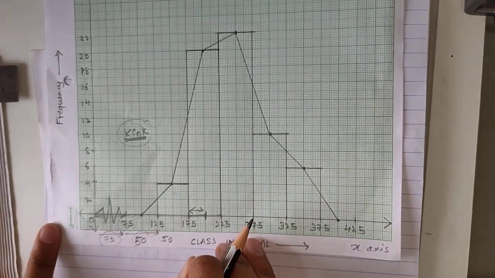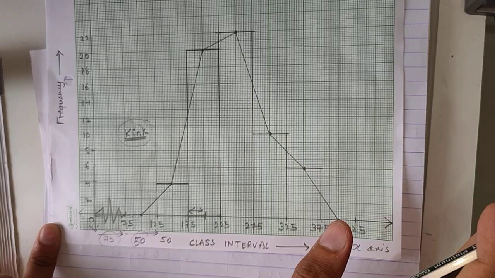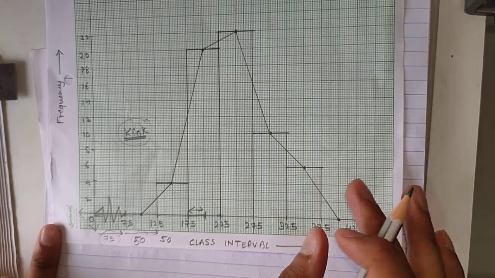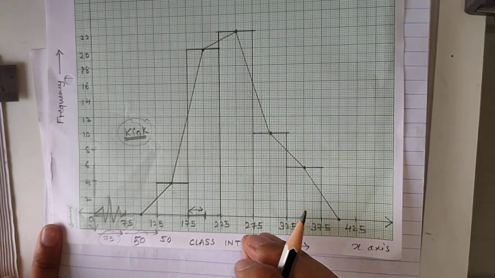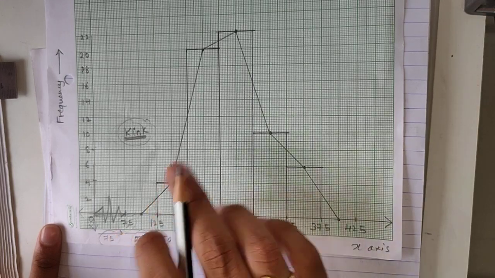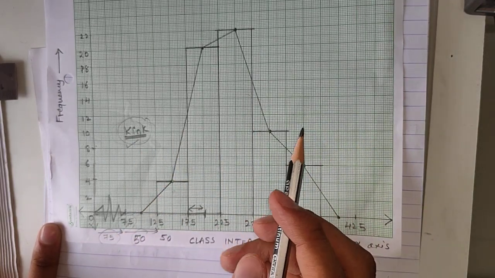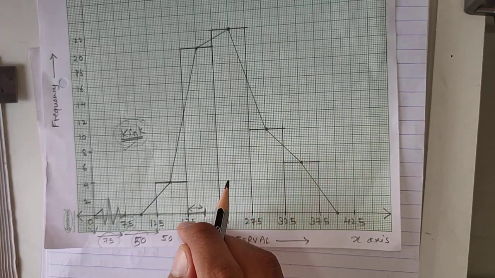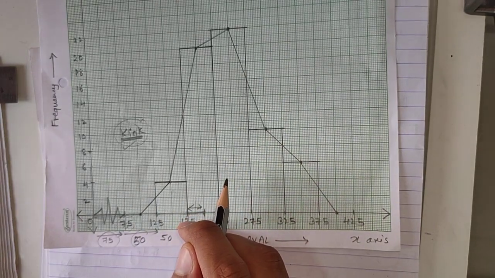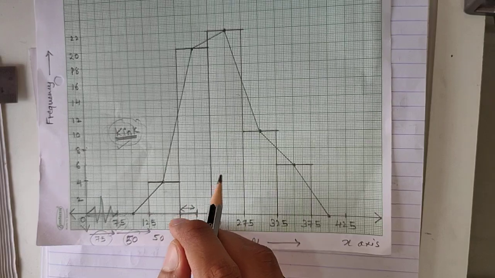Now I think you are pretty clear with how to draw a histogram and then draw a frequency polygon and then when to use the kink. Okay, I'll just discuss with you question number 5.